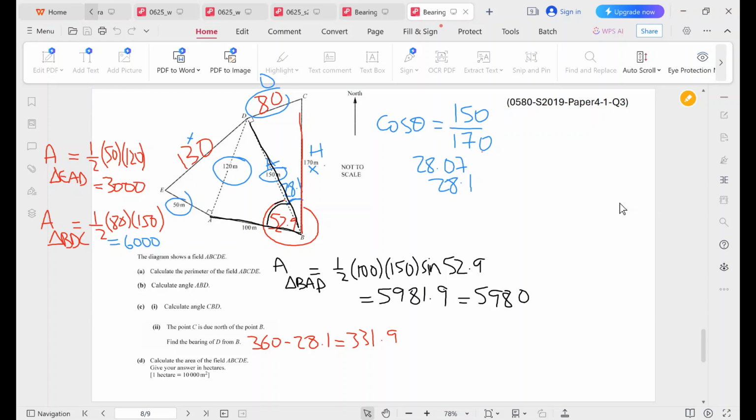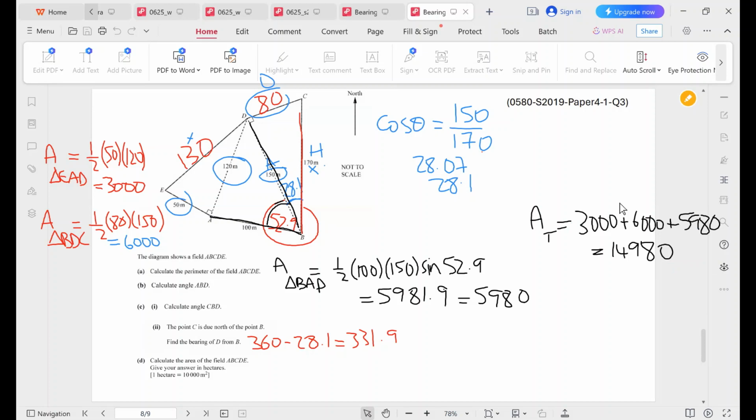Now we want the answer in hectares. So first, let's get the total area. The total area would simply be the summation of the three numbers we obtained, which are 3,000, 6,000, and 5,980. So the total area is 14,980. And they want the answer in hectares.